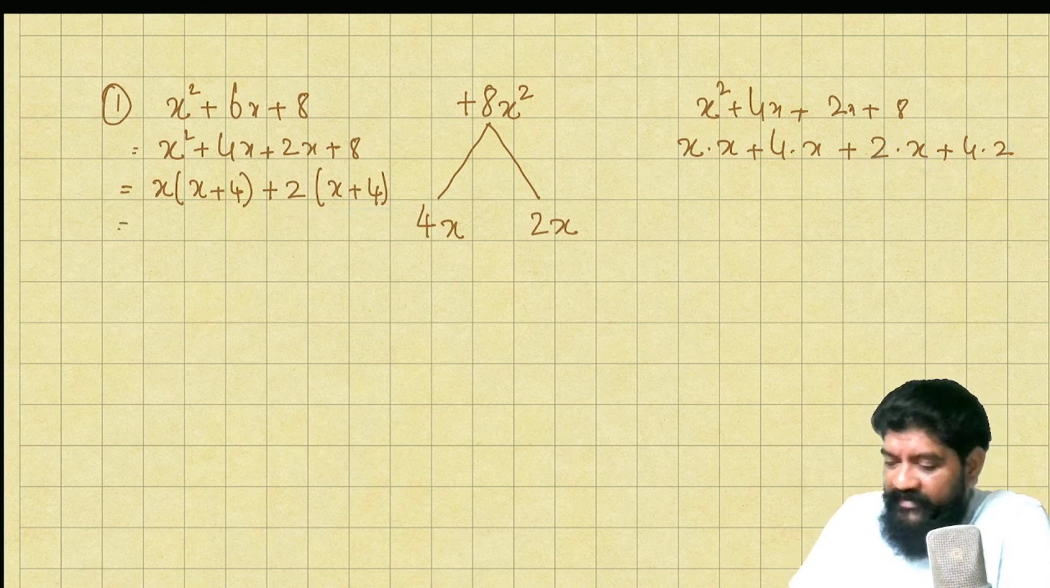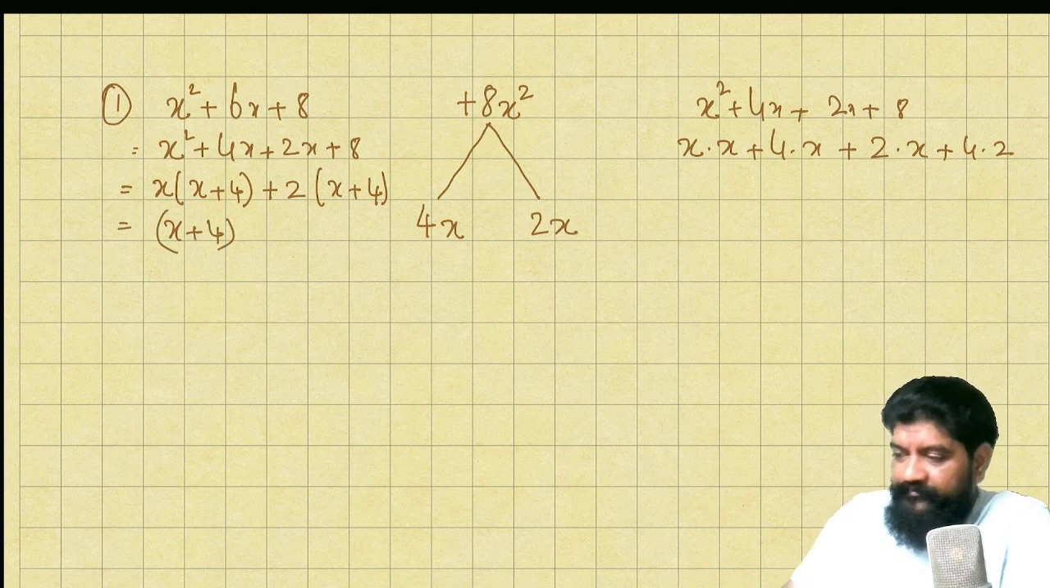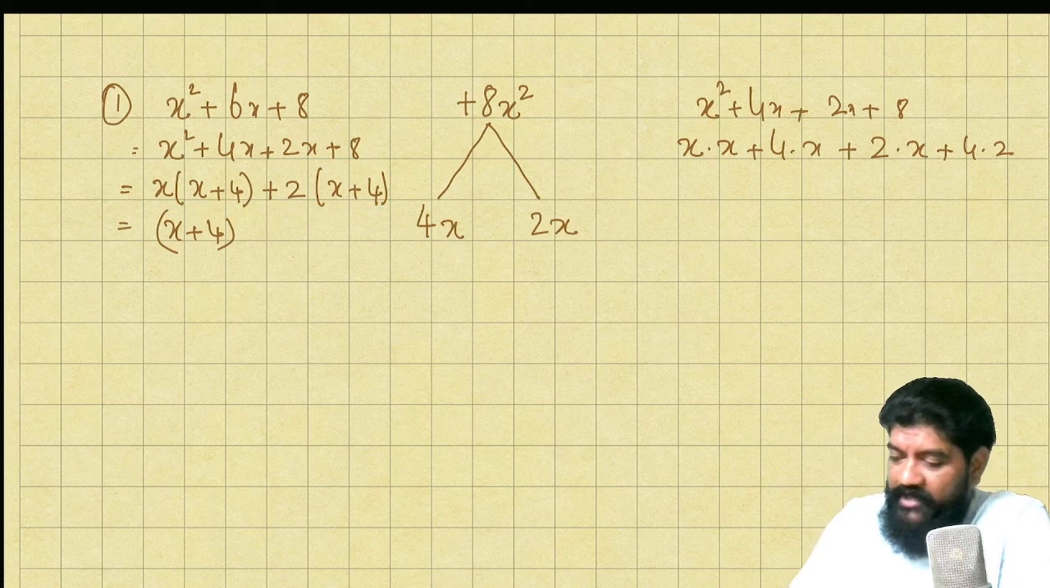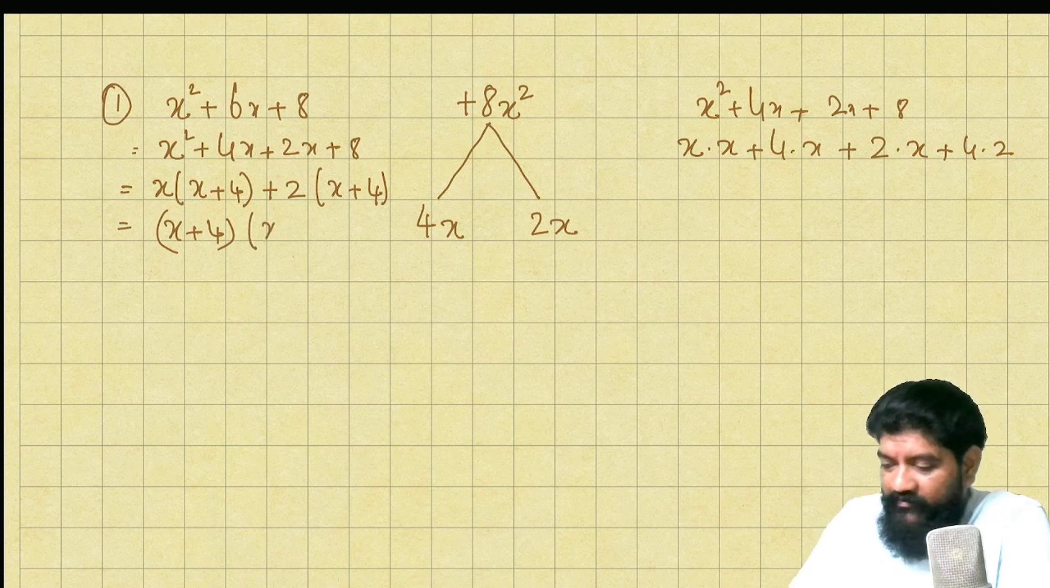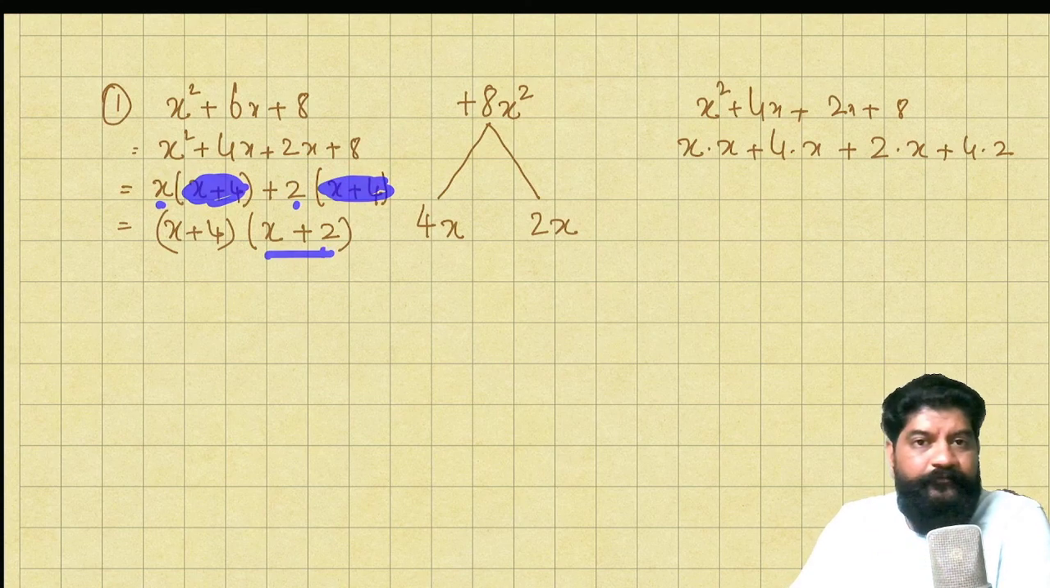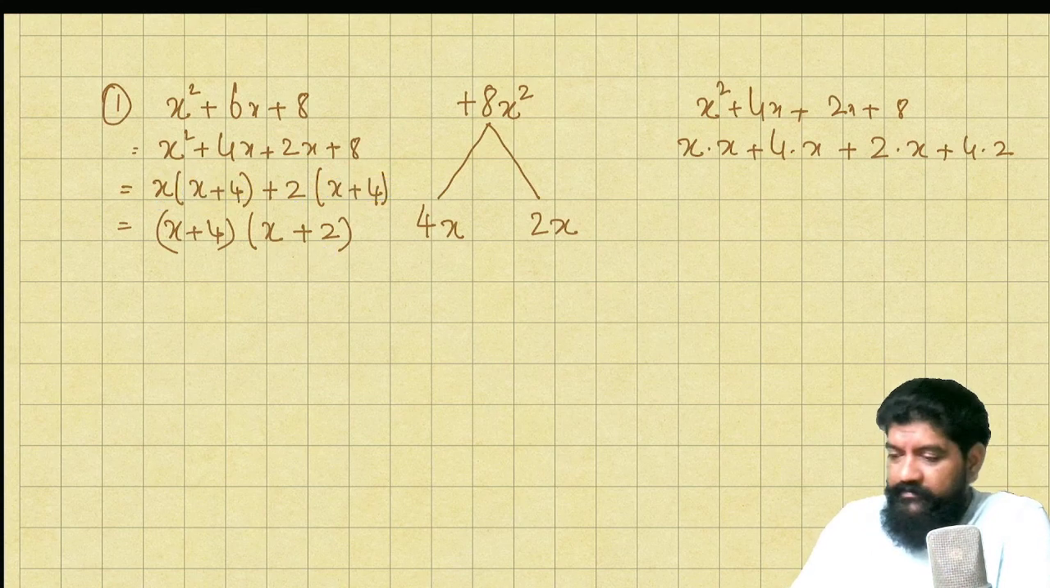What happens next? I can take x plus 4 common out from the two terms. This will be treated as one single term, and this will be treated as one single term. I take x plus 4 common out. What will I remain with? Well, an x and a 2. If x plus 4 goes away, I'll remain with the x, and if x plus 4 goes away from here, I'll remain with the 2, and that's what I've written, x plus 2. Okay. Let's go for the next question.